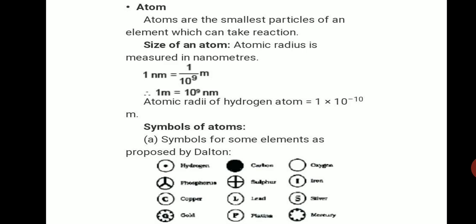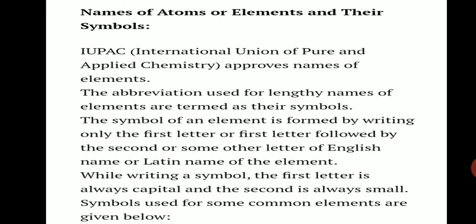The modern symbols of elements: each element is represented by a separate symbol, and the symbol of the element is the first letter and another letter of the English name or Latin name of the element. I think you have studied all these things in 8th standard.